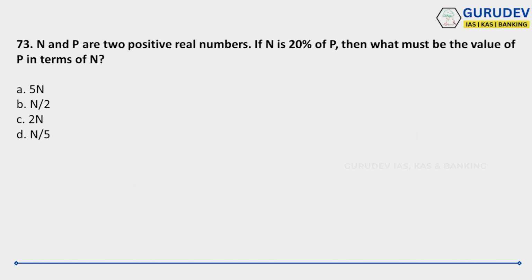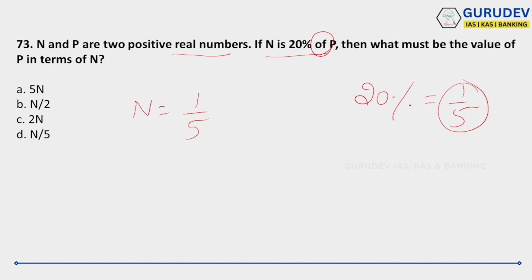So 73rd question. N and P are two positive real numbers. Okay, fine. If N is 20% of P, this should be written as a fraction. Always remember, my dear aspirants, 20% is nothing but 1 by 5. This basic knowledge you should have. So if you say 20%, write down 1 by 5. So if I write this, cross multiply, P goes in the denominator, N by P is equal to 1 by 5. Now N value is 1, P value is 5.